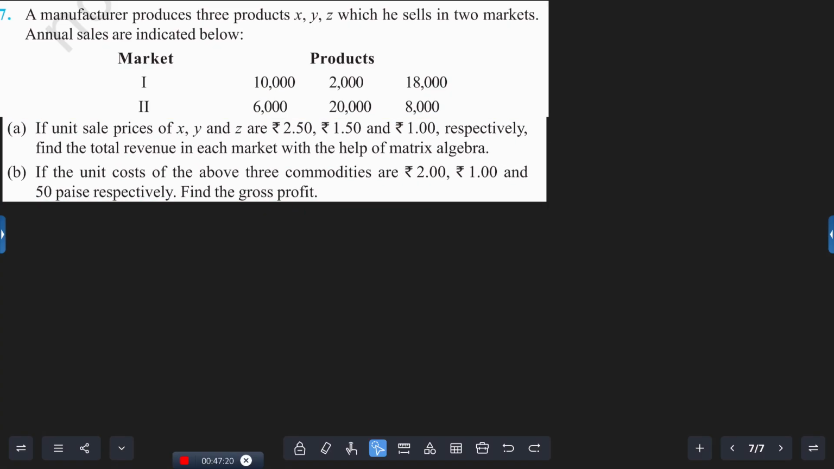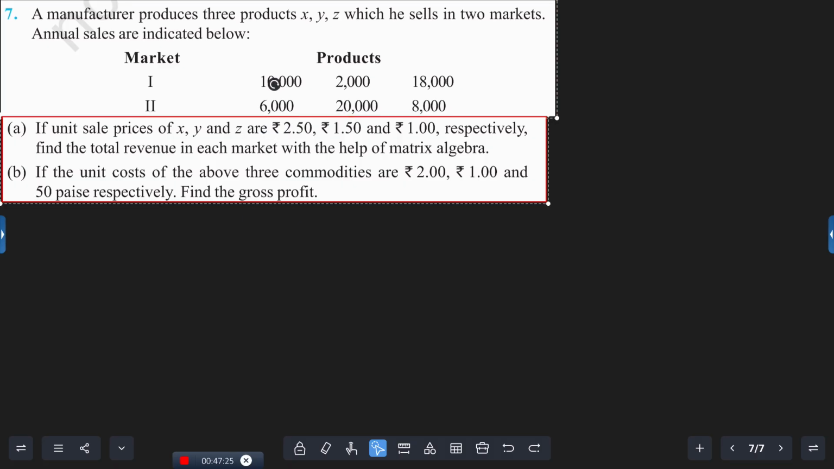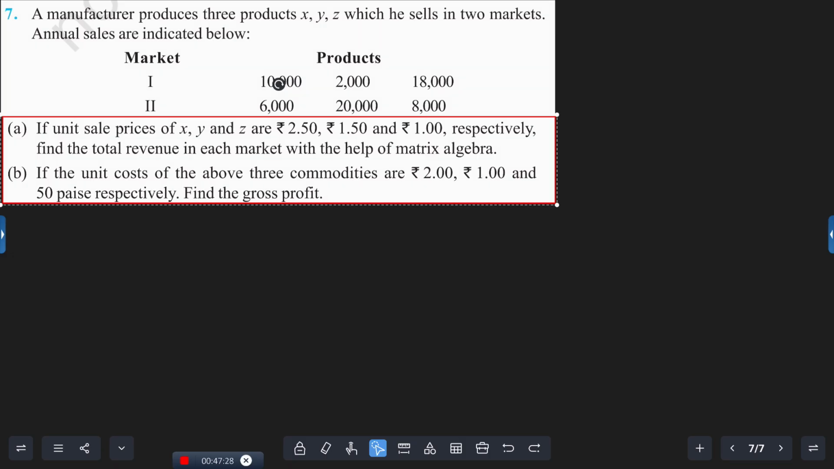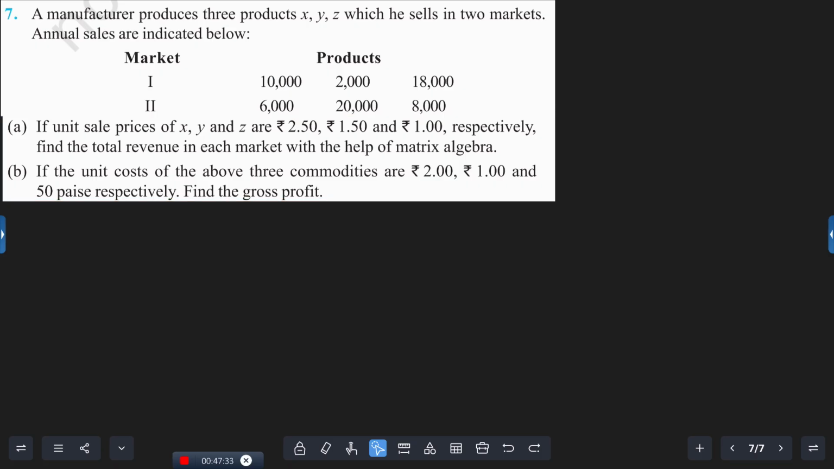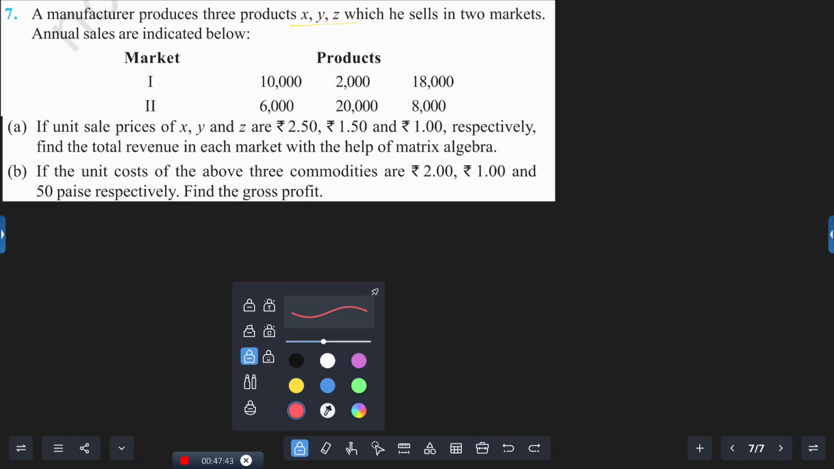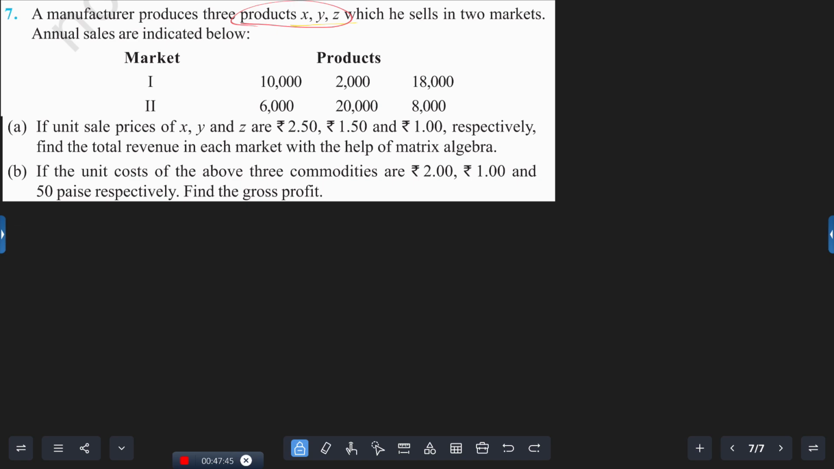Right, Raja. Listen. Question number 7. Two subdivisions we have. Let's go. A manufacturer produces 3 products. X, Y, Z is a product, which is sold in two markets. Annual sales are indicated below. This is annual sale, not daily or monthly. Annual sale amount they have mentioned.